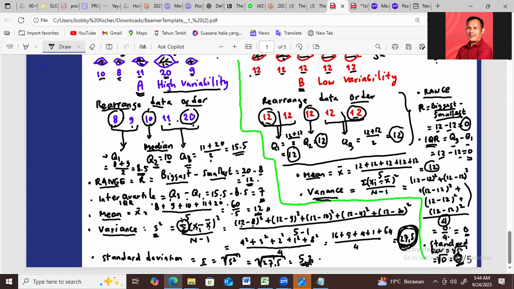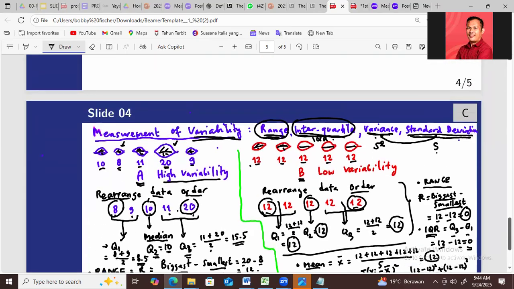I think that is the example of how we calculate the variability of the data. To conclude, high variability of data is indicated by high values of R, the range, IQR, the interquartile range, and also the standard deviation and variance. All of these values are high.